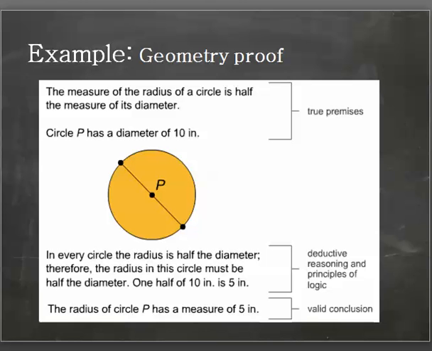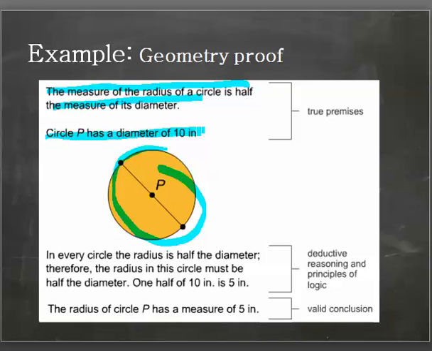Okay, so this is a geometry proof. We're given the true premise. We're given this circle and some information on it. And then it writes it out in paragraph form. In every circle, the radius is half the diameter. Therefore, the radius in this circle must be half the diameter. Half of 10 is 5. So it just writes it out, and then we have another valid conclusion. So we've got true premises, deductive reasoning, and a valid conclusion that make up that proof.